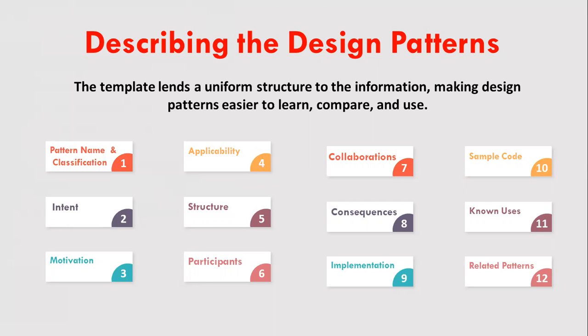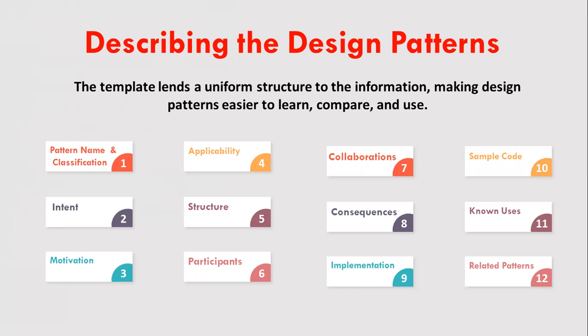Coming to motivation, it is a scenario that illustrates the design problem and how the class and object structure in the pattern solves the problem. This scenario will help us understand the more abstract descriptions of the pattern that follow it. Coming to applicability, what are the situations in which the design pattern can be applied? What are the examples of poor design that the pattern can address, and how can we recognize these situations? These are the questions we need to ask when we are applying it.